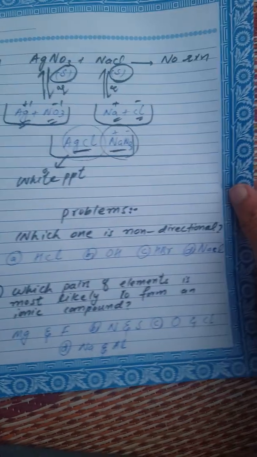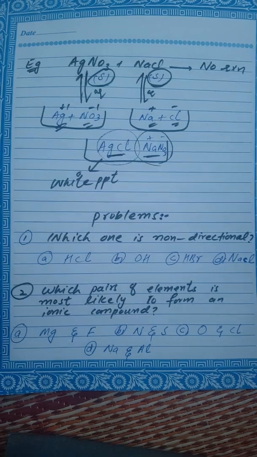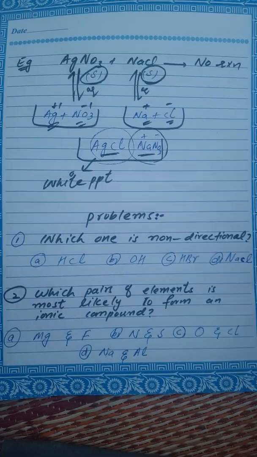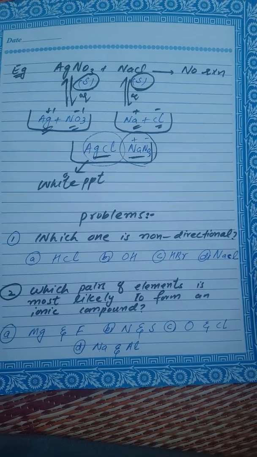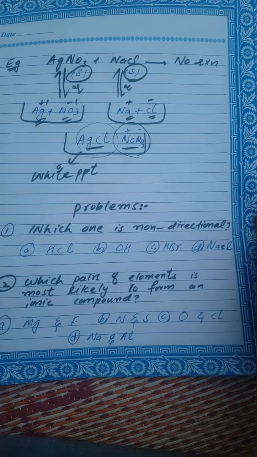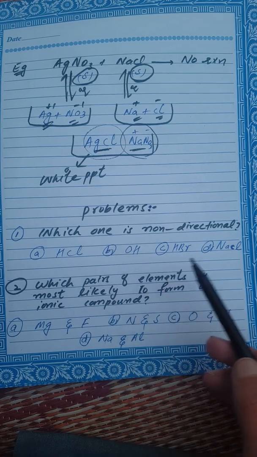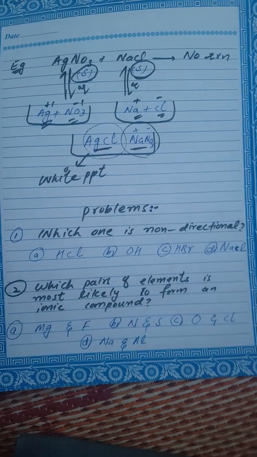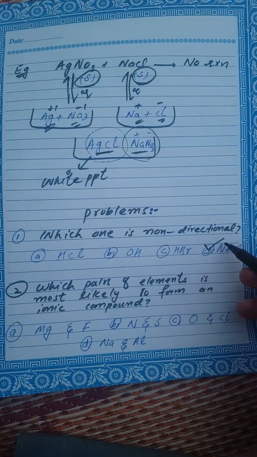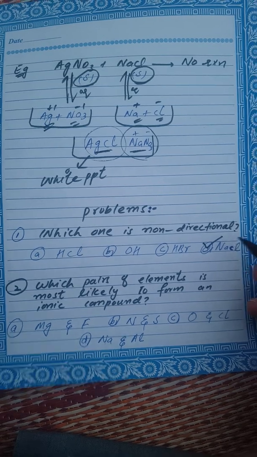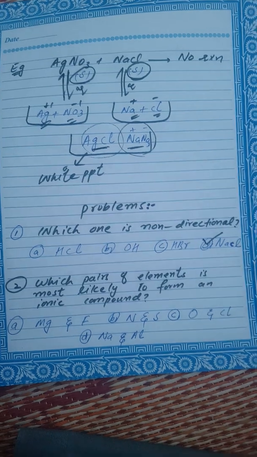Now let's solve some problems regarding ionic bond. The first question is, which one is non-directional? I already told you that ionic bonds are non-directional. So look at which one of the following is an ionic compound. Sodium chloride is an ionic compound, so it is non-directional. HCl and HBr contain covalent bonds, so they are directional.